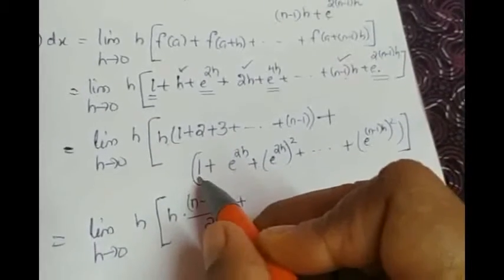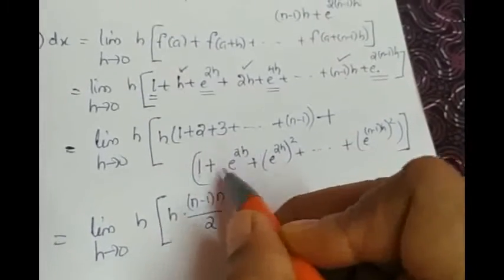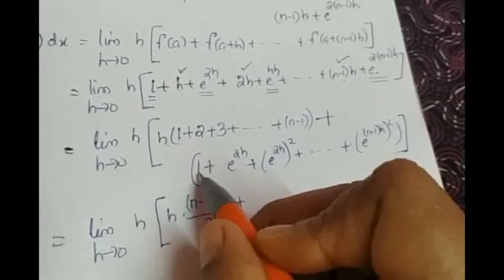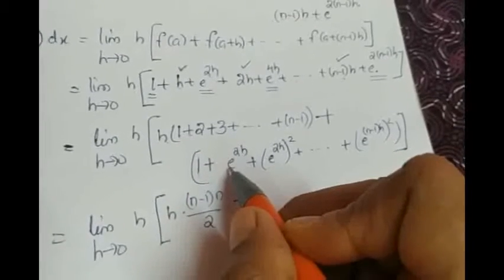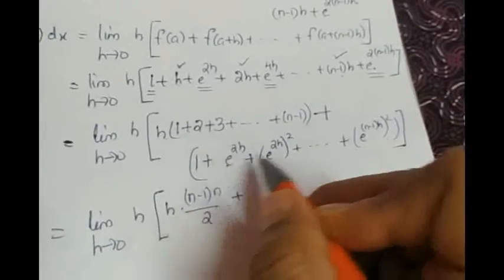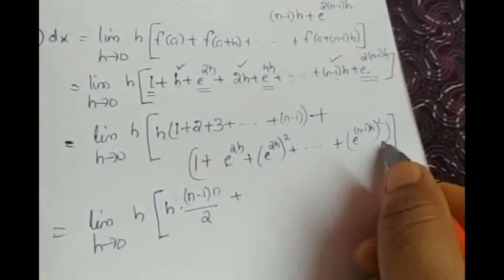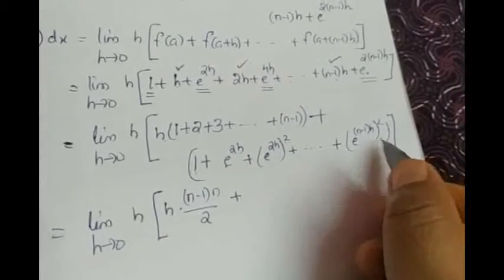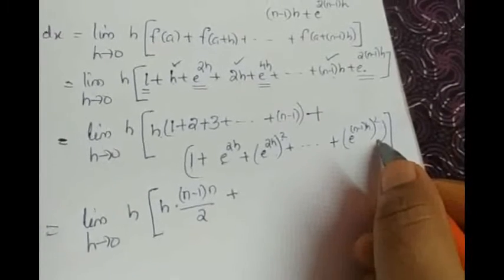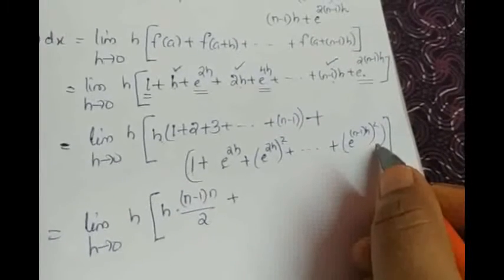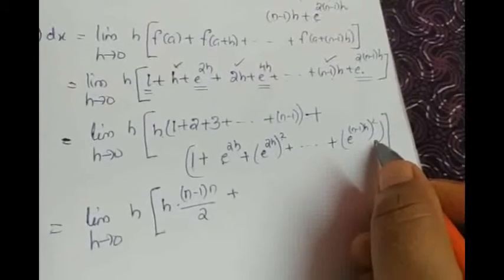This is again a GP with the first term 1 and common ratio e raised to 2h, because 1 into e raised to 2h gives you e raised to 2h, e raised to 2h into e raised to 2h gives you e raised to 2h the whole square, etc. So this bracket is a GP, and we have to find the sum to n terms of the GP with the first term 1 and common ratio e raised to 2h.